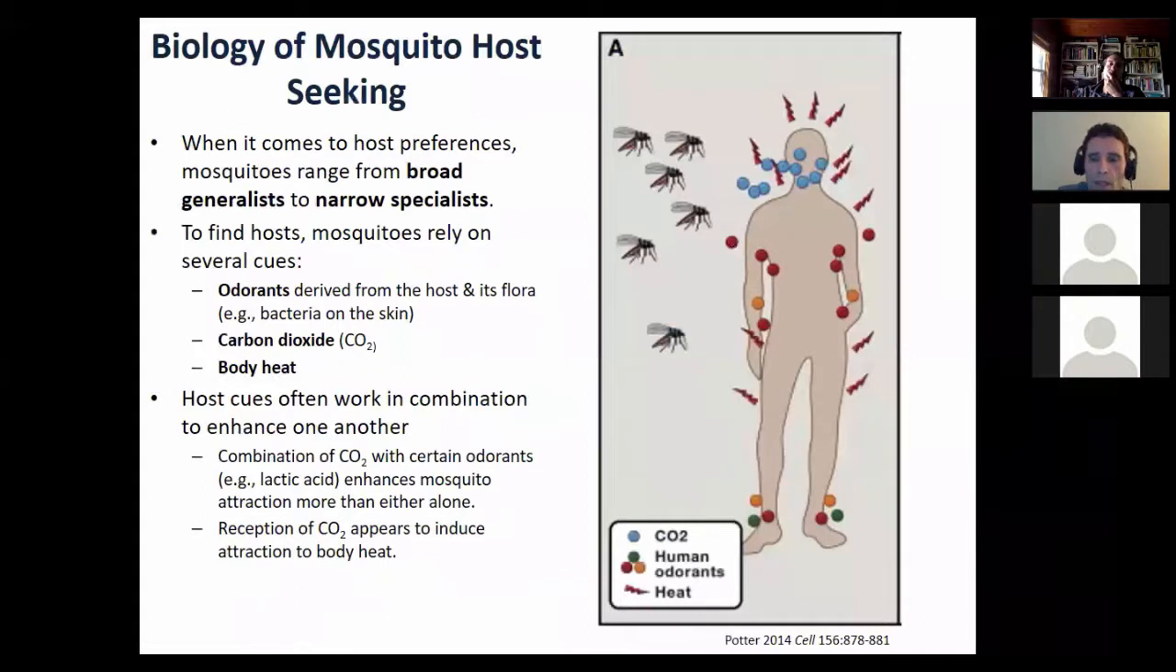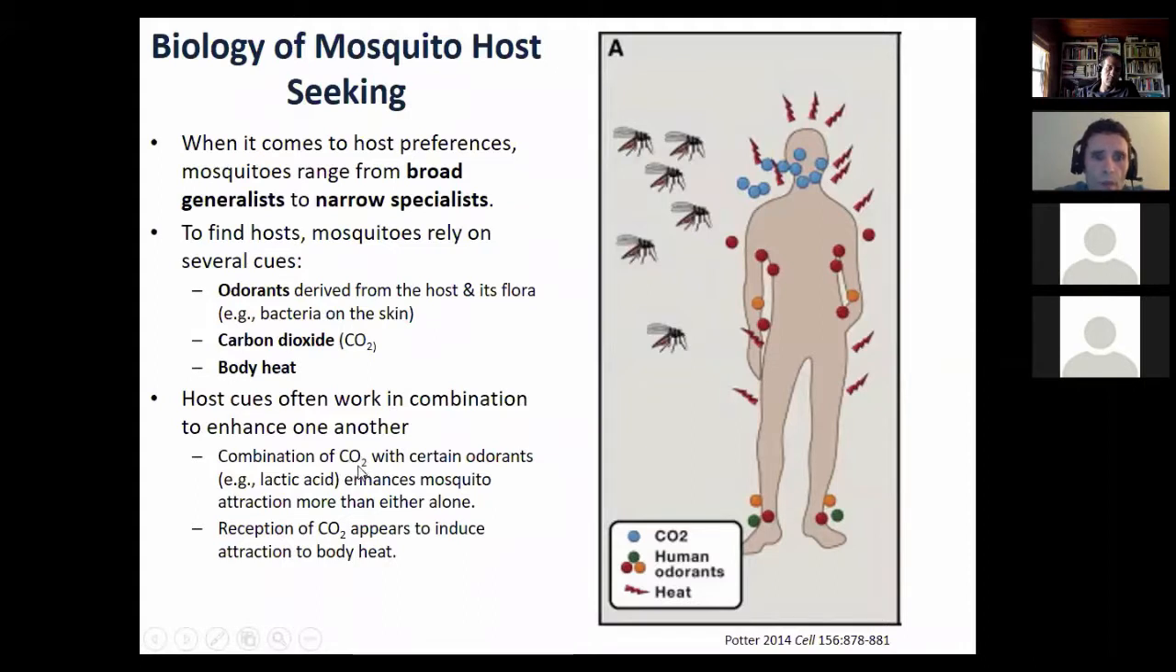So one of the things that's really easy to understand is how feeding behavior within mosquitoes varies. So when it comes to host preferences, mosquitoes range from broad generalists to narrow specialists. And to find hosts, mosquitoes rely on several cues. Odorants and carbon dioxide are the two biggest ones. Carbon dioxide, the air that we expel when we breathe, is a very reliable cue for them to find us. And then when they get in close proximity, body heat's another one that they cue in on. And we do know that these cues tend to work in combination to enhance one another.